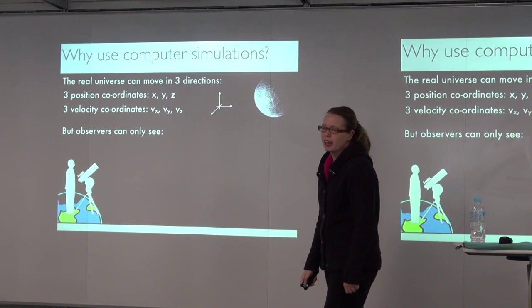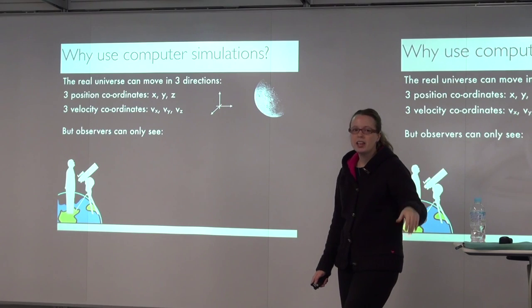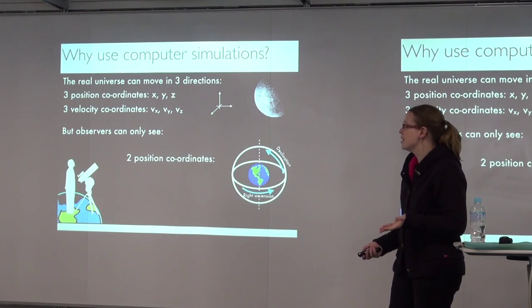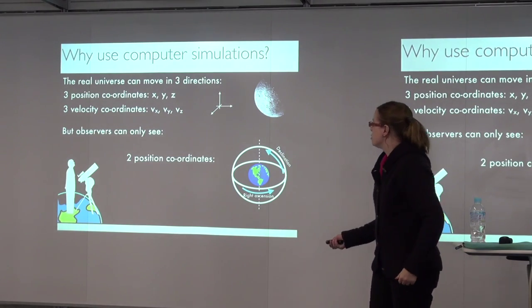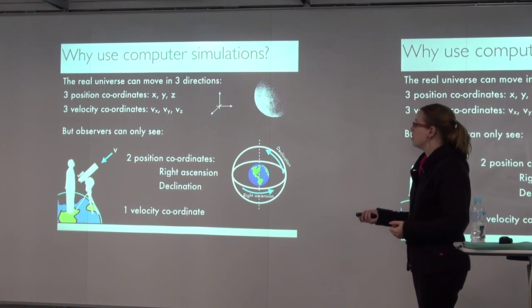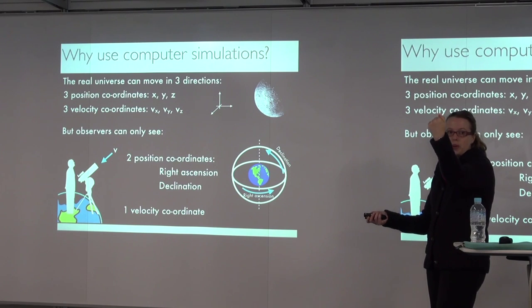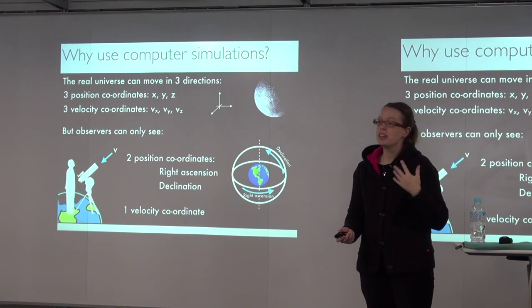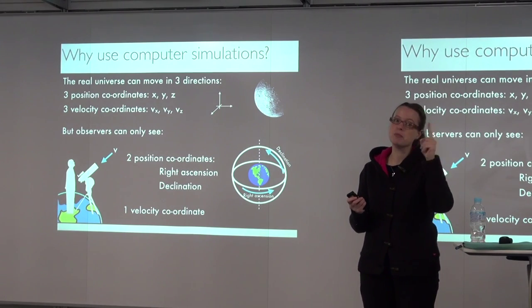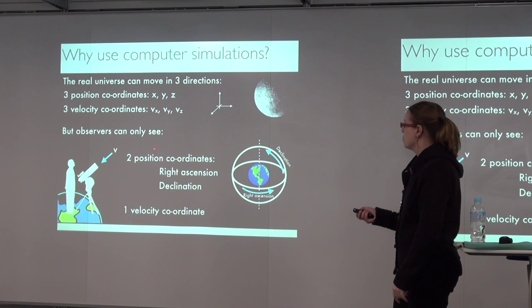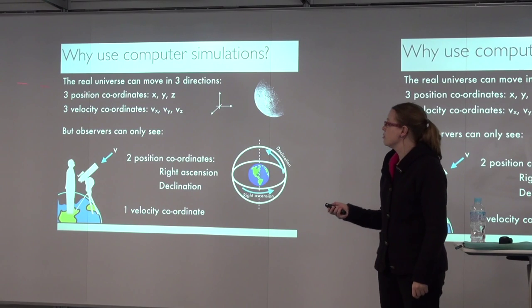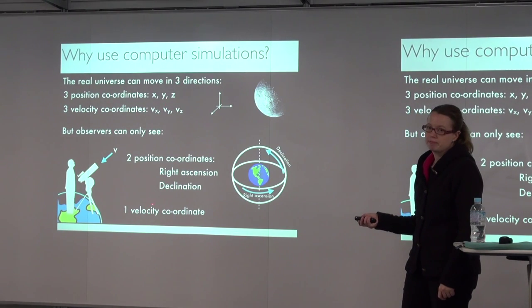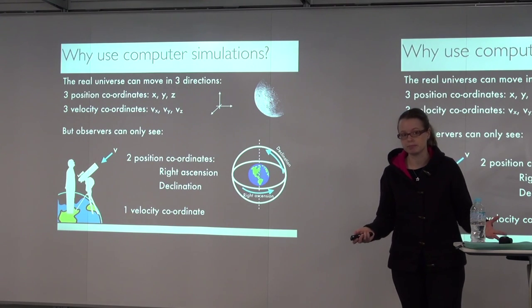But when you're observing, everything is flattened against the sky. This means if you're an observer, you only have two position coordinates, one this way and one that way. And you typically have only one velocity coordinate that comes straight at you. We can measure the velocity in this direction, but things are so far away that we can't normally see them move in this direction. So we end up being able to see the declination and the right ascension, which are our two directions mapped on the sky plane, and one velocity. So we've gone from six coordinates to three. So we've lost quite a lot of information.